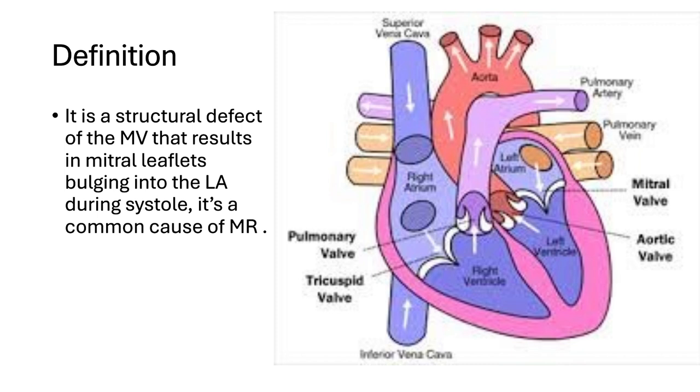So mitral valve prolapse is a structural defect of the mitral valve which results in the mitral valve leaflets bulging into the left atrium during systole, and it's a very common cause of mitral regurgitation.